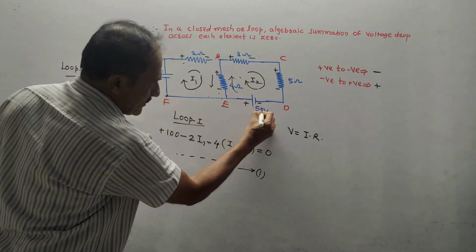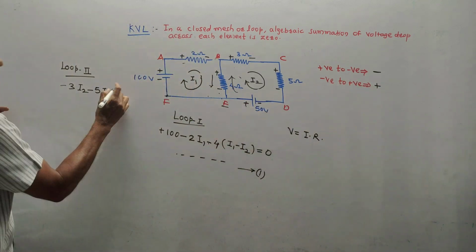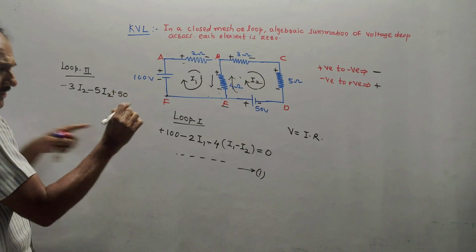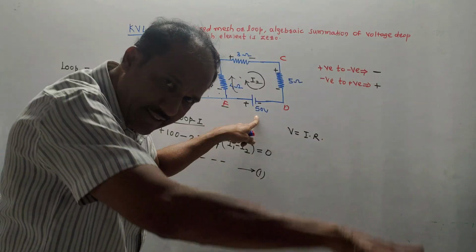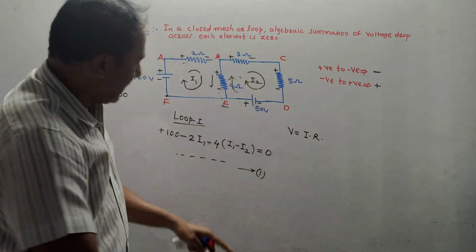Come back to this branch. It is minus to plus. Minus to plus is plus sign. Value is 50, so I will write plus 50. In case of voltage, you will have to write the direct value. In case of resistance, write the value of resistance into current, like this.